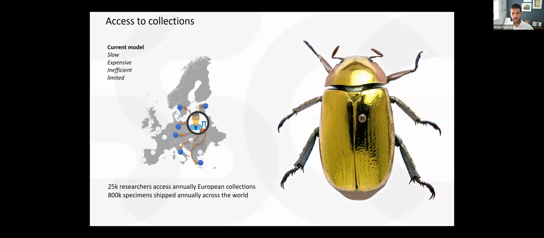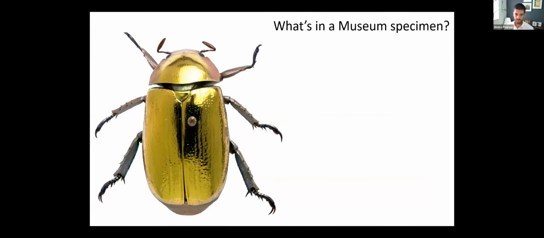Access to the collections has been essential for all the scientists for hundreds of years to be able to describe all of those species. And of course, physical access is slow, expensive, inefficient, and to some extent limited. Only in Europe, before the corona pandemic, we had approximately 25,000 researchers accessing European collections annually, moving from one country to another, or we were shipping around 800,000 specimens every year from one place to another for exactly the same reason.